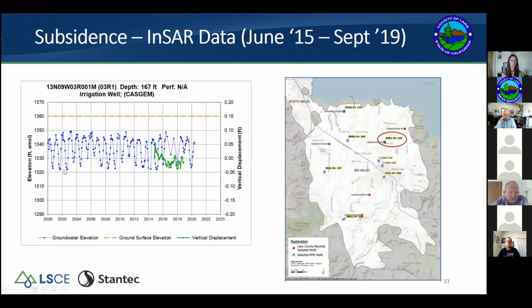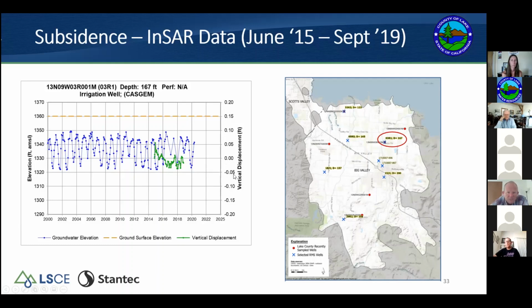So in this case, we're seeing 20, 30 feet of water level changes seasonally. And then this green line that you see, if you can kind of see it, this is actually what the surface elevation looks like from the satellite data at that particular location. So look at the scale, it's much different. This is the vertical displacement from the InSAR data at the surface elevation. So it's very, very small.